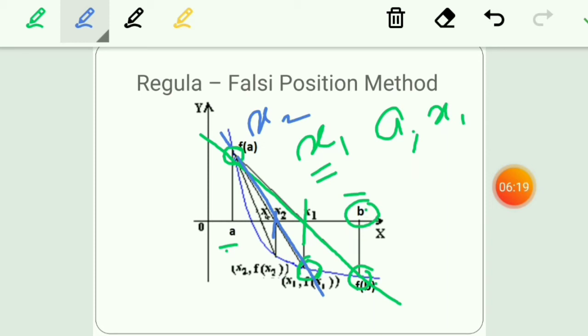Now this x2 gives me what? The value of f of x2, and this is my f of x2. F of a and f of x2 now give me the value of the third iteration, that is called x3, and so on. The process will go on like this.